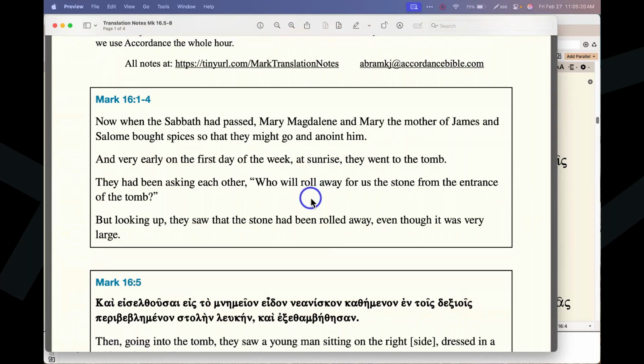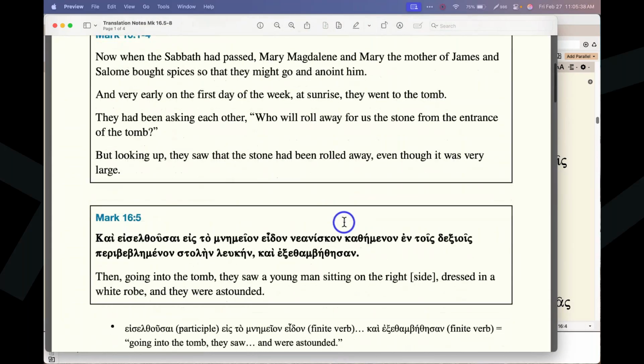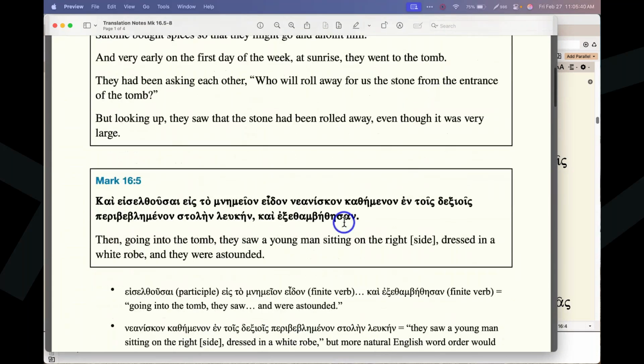It's been surmounted. It's improbable. And I think that's the basic gist of what Mark is communicating here, is that this stone had been rolled away, even though that is quite an obstacle, a literal physical obstacle to move out of the way. So that paves the way for what is now in verse 5. Now they're going to go into the tomb.